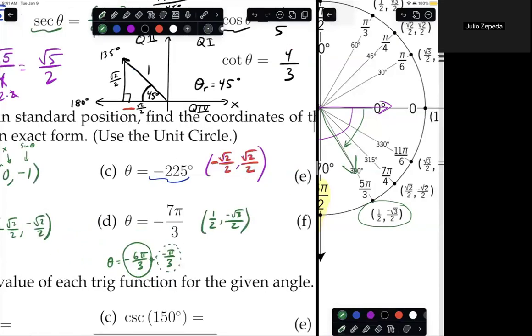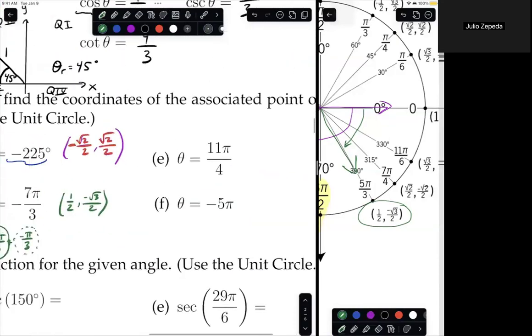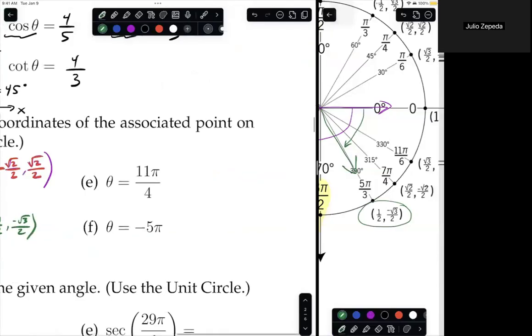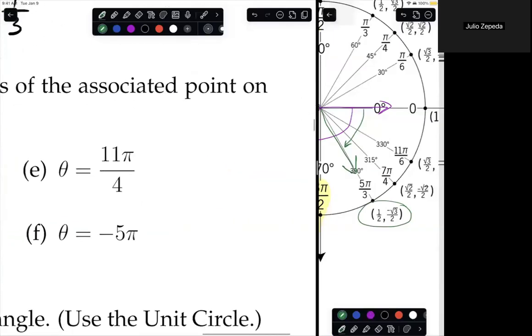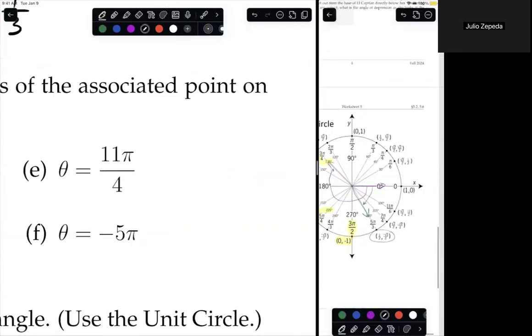There's not really too much work to do. A, B, C, D, E, F. Okay. 11 pi over 4. All right. Again, 11 pi over 4 is actually not on our unit circle.